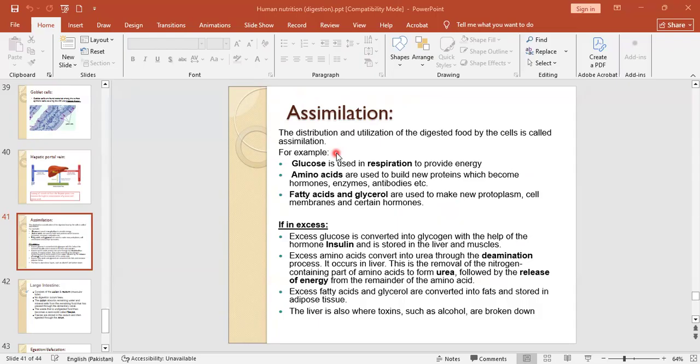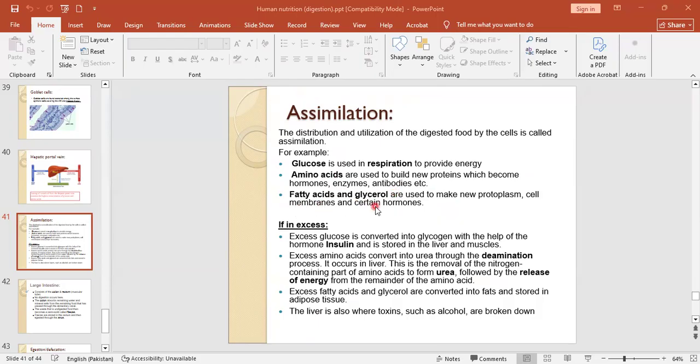So number one, glucose. It is used in respiration to provide energy. Then amino acids. The cell is going to use them for making new proteins, new hormones, new enzymes, or new antibodies, or for repairing. If there's wear and tear in the cell, they are going to repair it, using the amino acids to make proteins.